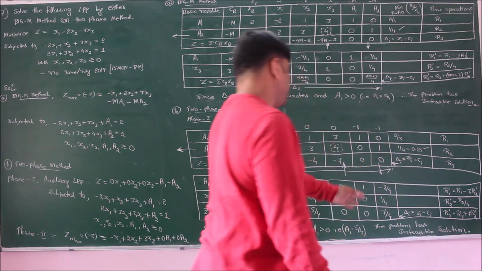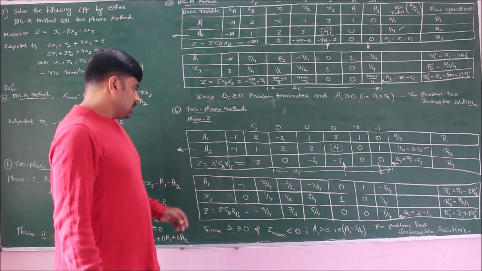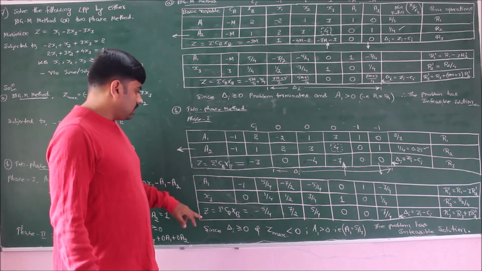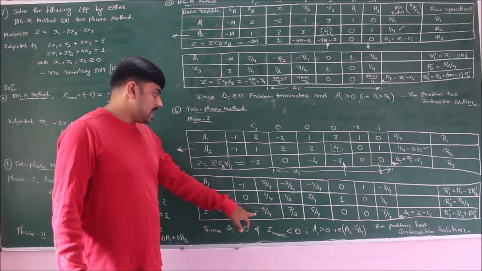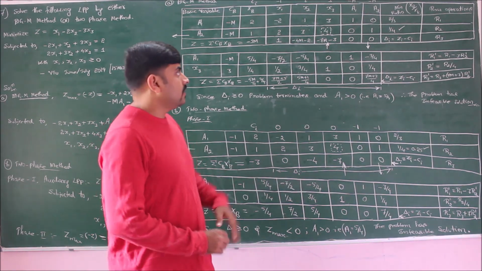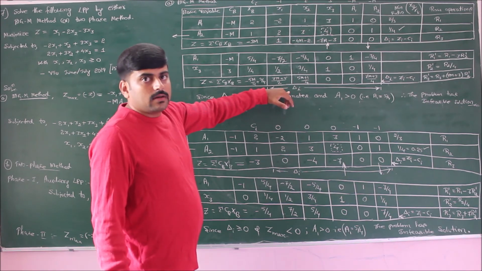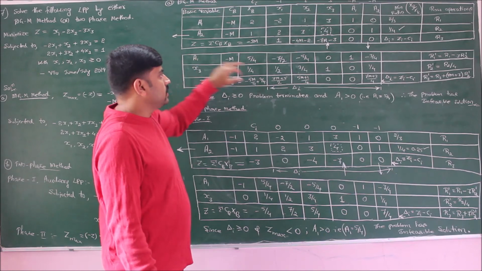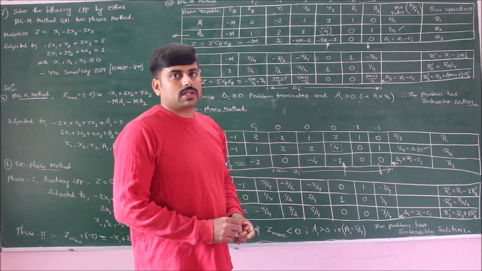So the problem has an infeasible solution, since the value of Z in the last stage of phase 1, where delta i values are greater than 0, but Z max is negative. Whereas in the case of the big M method, in the final stage when delta i values are greater than or equal to 0, if you still have the artificial variable and its value is greater than 0, then the problem will have an infeasible solution.